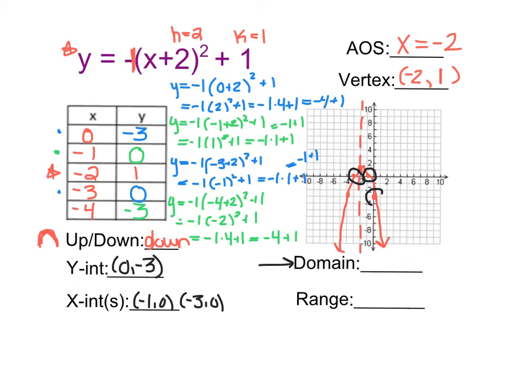My domain goes forever left and right, so we have a domain of all real numbers. And then my range, the highest y value is 1, and then it goes down, so it's y is less than or equal to 1.